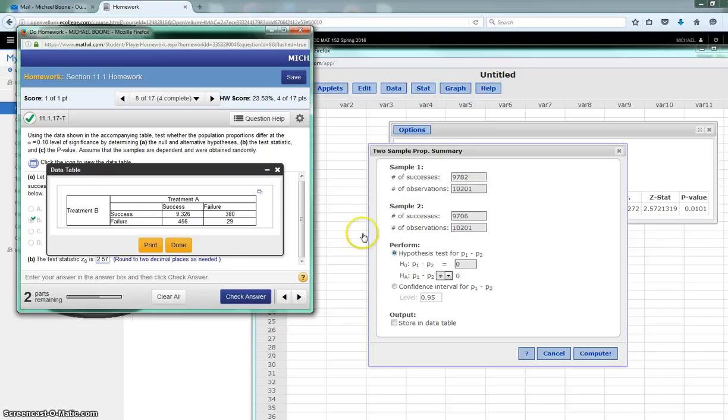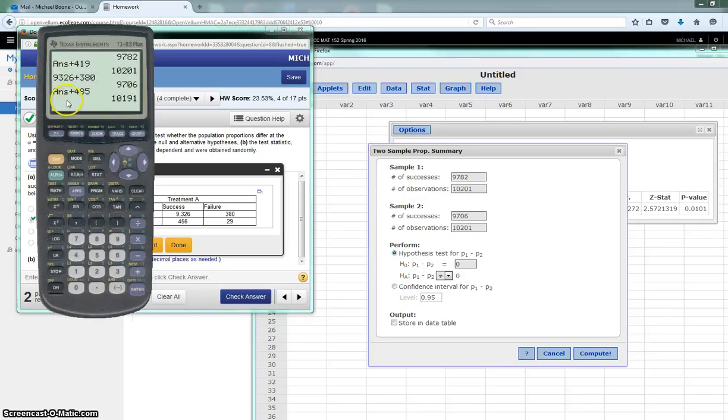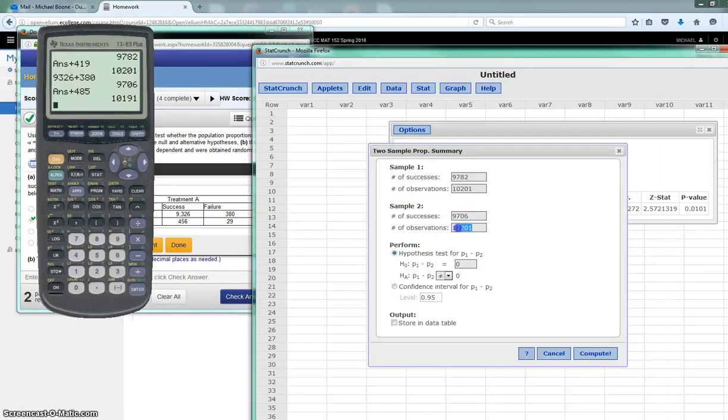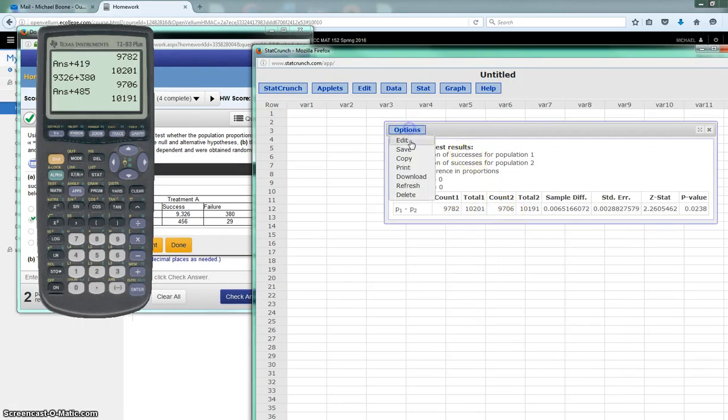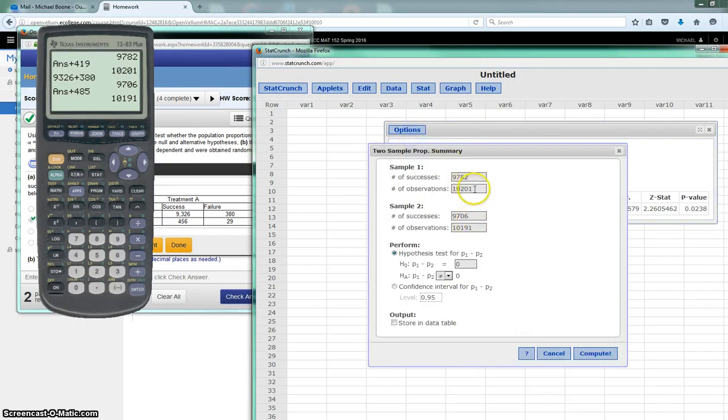So it looks like I did some bad math. If I take the 9706, that was adding these numbers, and I add those numbers, which is 485, I get 10191. And then that means this should also be 1091. So let me go check that. I think I added 380 and 29 and said 419, and it should have been 409. So bad math on my part.